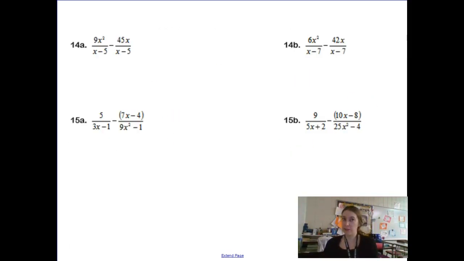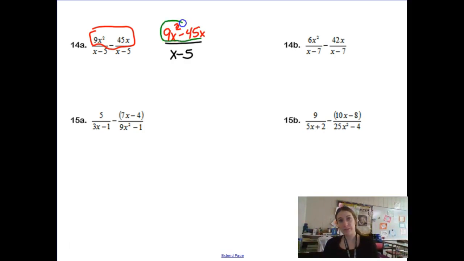Okay, 14 looks really unassuming because you're like, oh, they already have common denominators. That seems odd to put in the middle of a section. You're right, it is. Because look at your numerator. I have 9x squared minus 45x. So the child who doesn't think about factoring very much is going to get this one wrong.